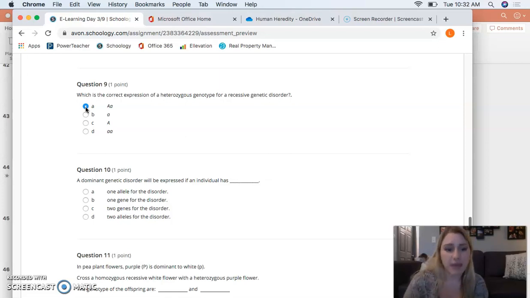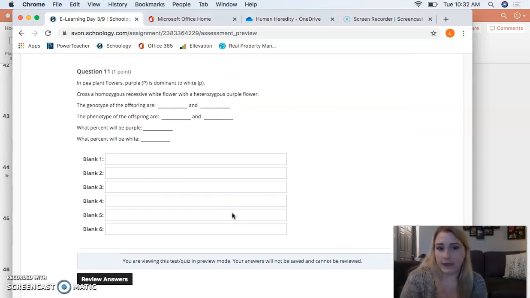Number 10. A dominant genetic disorder will be expressed if an individual has at least one allele for that disorder. So this is something that we end up seeing in humans sometimes. There's a disorder called Huntington's disease, and by the time the person turns 40, 50 years old, their nervous system is going to actually start to break down. It's really, really sad and really scary, and it's a dominant disorder. So if they have a capital A, they are going to get that disorder.